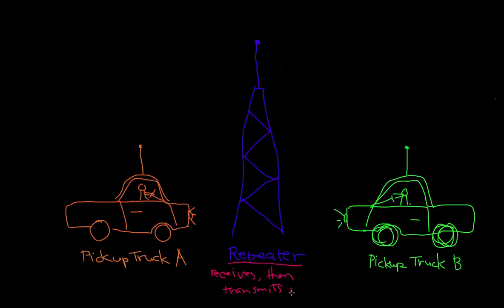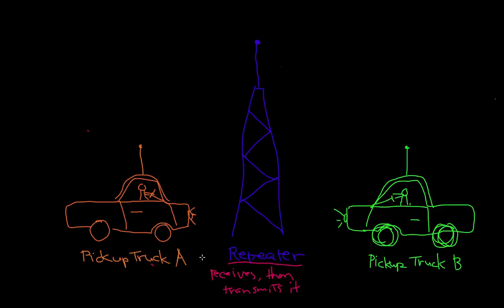Hold on, we're having some technical glitches with the easel. All right. Anyway, you can see here we've drawn a diagram on the screen. So we have this repeater here in the middle in blue, and then we have two pickup trucks, pickup truck A and B. And this diagram is really going to help us explore repeaters and how repeaters work.